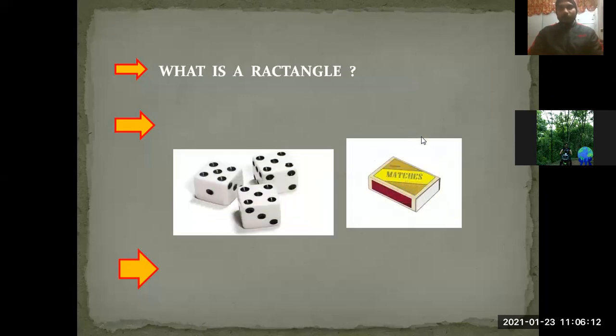Students, what are you actually seeing in the pictures? Very good, Samragi. That's the Ludo and the matchbox, dice and the matchbox. Very good, Alka.